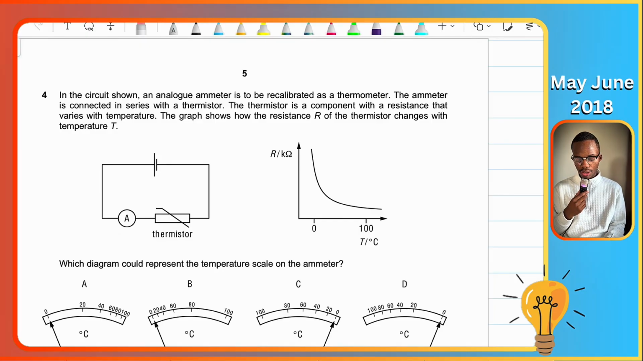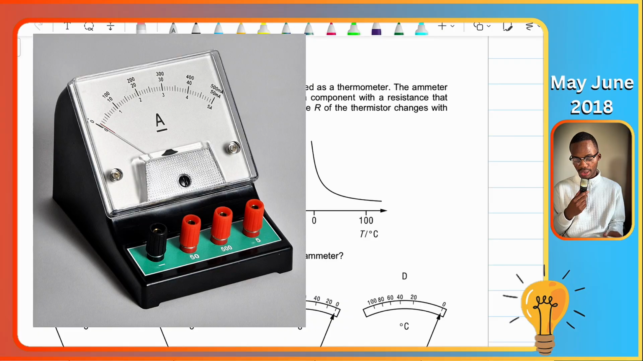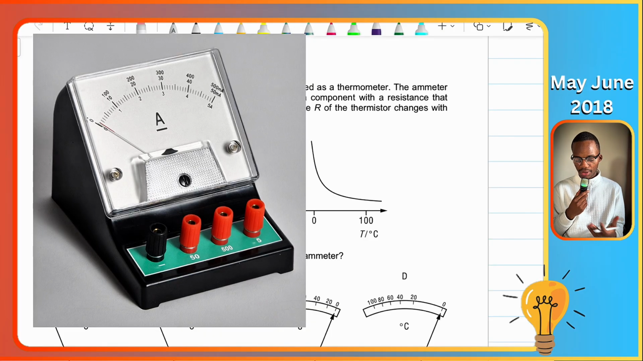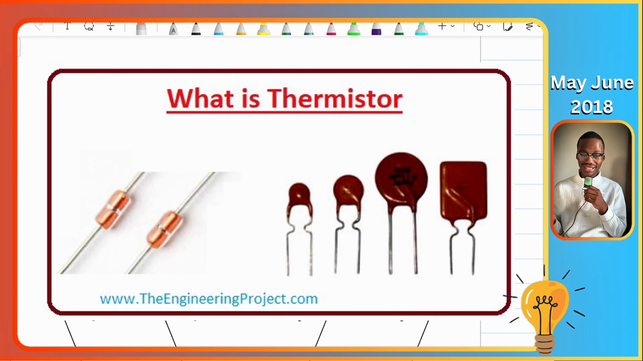In this circuit, we're given an analog ammeter. If you don't know what an ammeter is, it's basically a device that measures current. And you can see on the diagram on the screen, I've showed you what an ammeter is. It's going to be recalibrated as a thermometer. So we're going to use an ammeter for us to understand how temperature changes. The ammeter is connected in series to a thermistor. A thermistor is basically a device whose resistance varies with temperature.